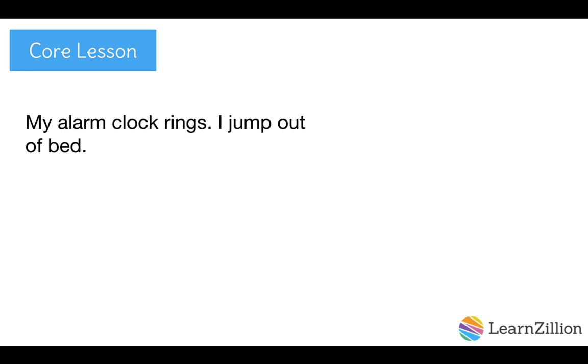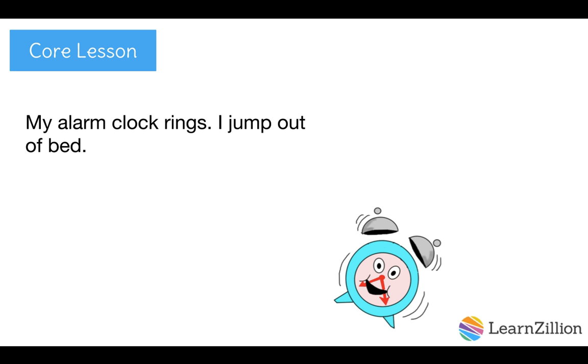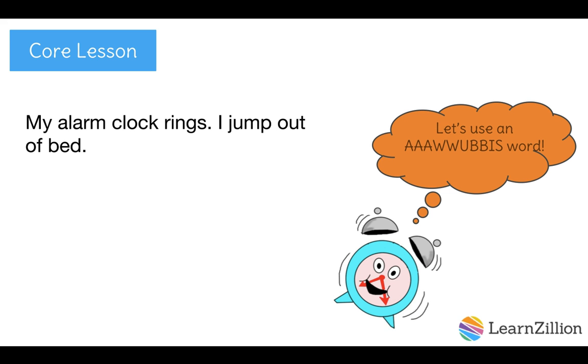Let's look at these first two sentences. My alarm clock rings. I jump out of bed. I imagine the alarm clock rang first, then very quickly afterward the writer jumped out of bed, so these ideas are related by time. I know I can use a subordinating conjunction to connect ideas related by time.